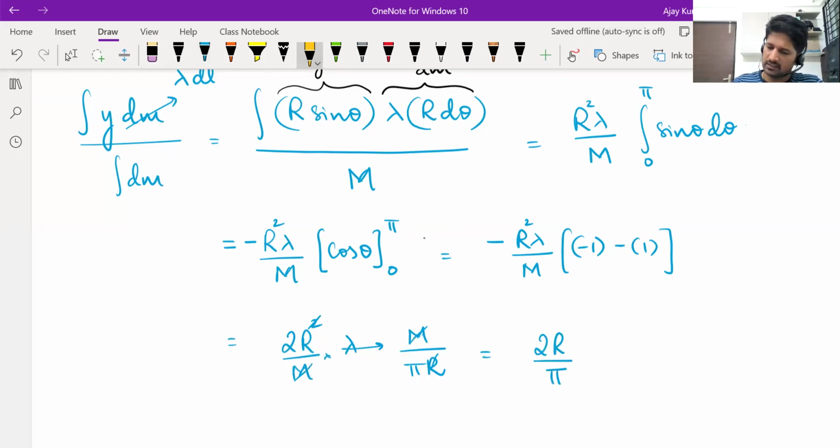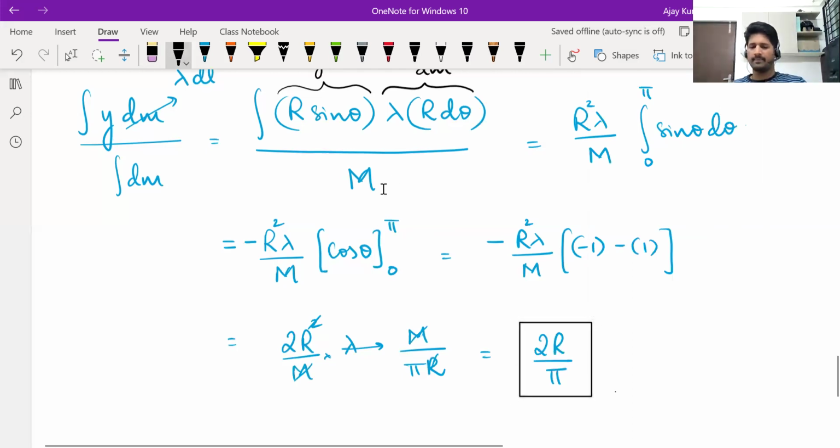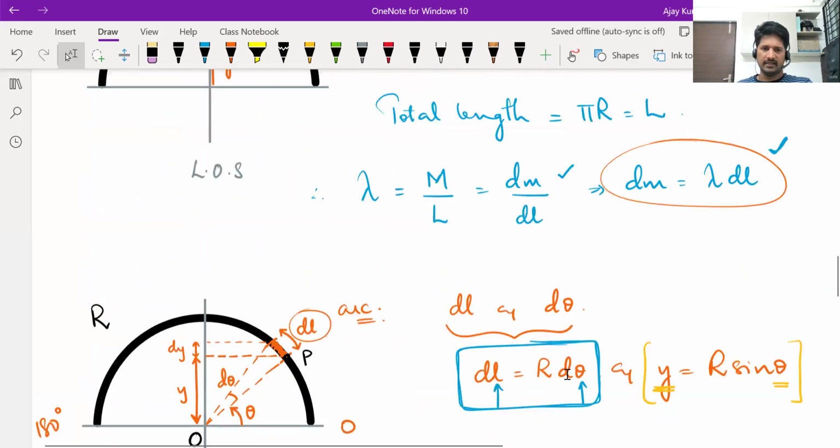Okay, this result you will find in all the books, but you should know how it is derived also. Derivation also you'll find in most books. Pi is 3.14. Okay, so 2r by pi, 2r by 3.14. It's a value less than r. Value less than r means less than the radius.